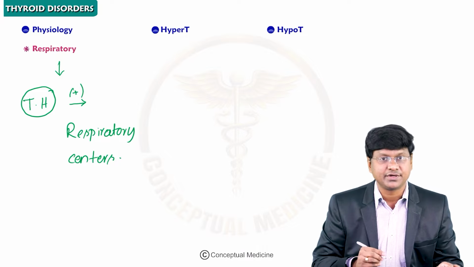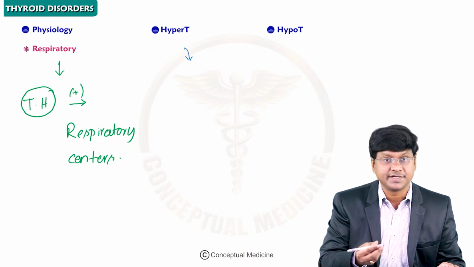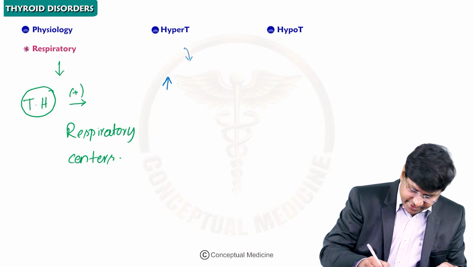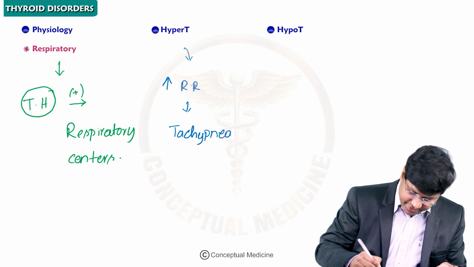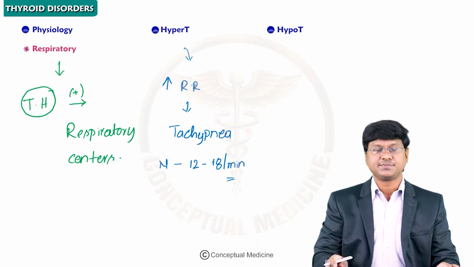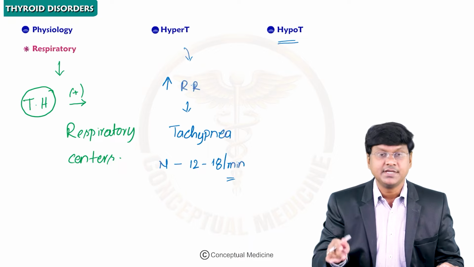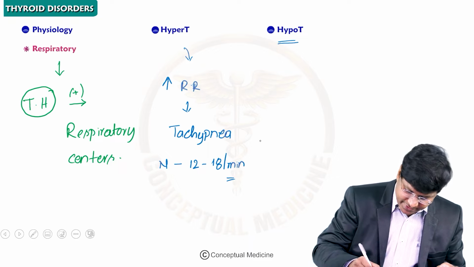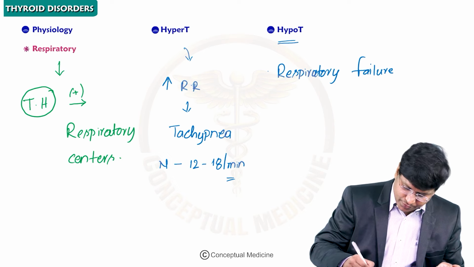Now, in patients with hyperthyroidism, there will be excessive activation of the respiratory centers, and thereby an increase in the respiratory rate, which is nothing but tachypnea. The normal respiratory rate is around 12 to 18 breaths per minute. Now, in hypothyroidism, please remember, thyroid hormone is not there and it will not stimulate the respiratory center, and thereby the individual will land up in respiratory failure. What type of respiratory failure does the individual develop in hypothyroidism? Type 2 respiratory failure.